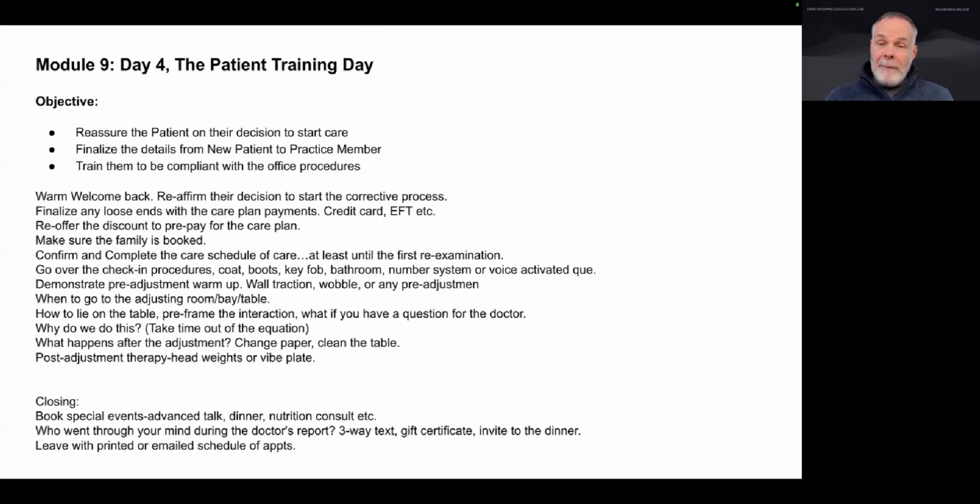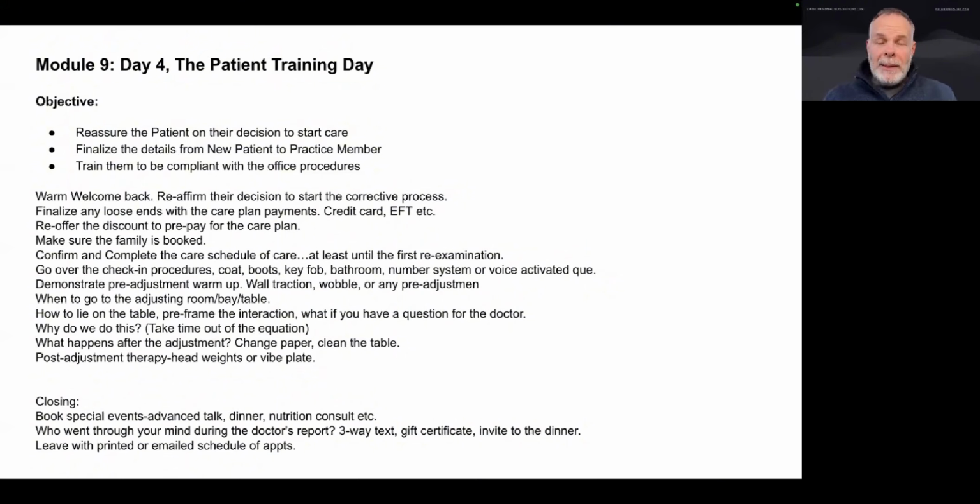And then the staff would show them any post-adjustment therapy. So we had our patients doing head weights or vibration plates or whatever it is you do after the adjustment. Maybe they just leave at that point, depending on what your technique is or what your protocols surrounding to support that technique are. But we would train them all on that procedure. So the day 4 visit sometimes could last 20 to 30 minutes by the time the staff went over everything with them. But it was really important to instill those procedures so the patient understood why they were there.